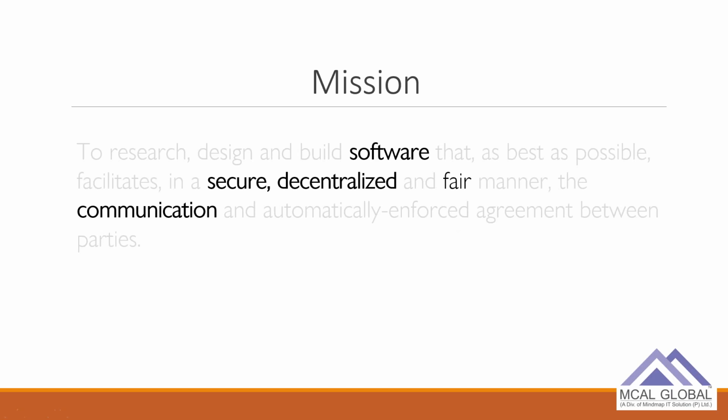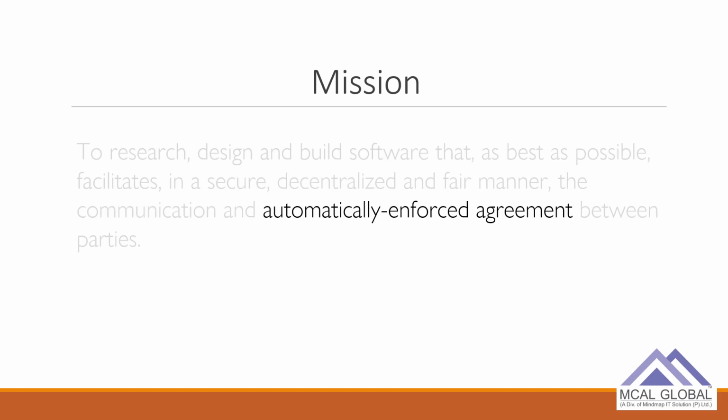Now, if you focus on these highlighted words: software, secure, decentralized, and fair communication. This is what any blockchain implementation offers. This is what even the Bitcoin blockchain offered. It is a software, it is secure, it is decentralized, it is fair, and it offers communication. Plus, what they wanted to extend is that it should offer an automatically enforced agreement.